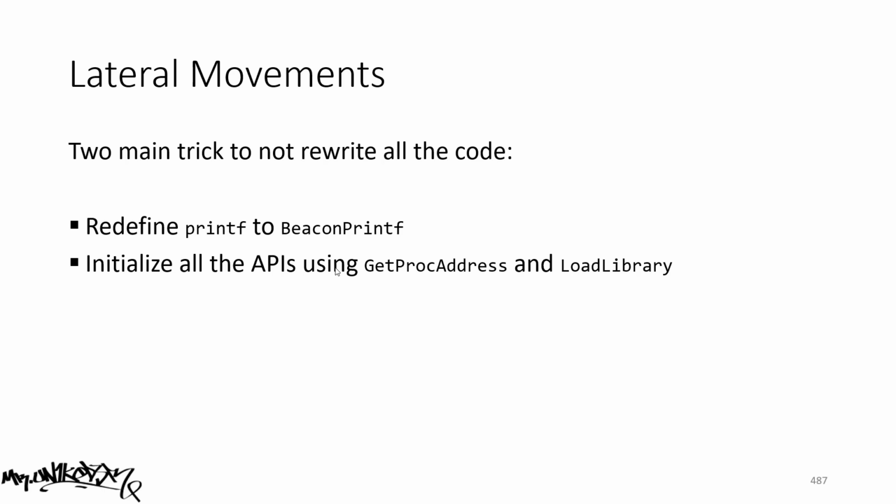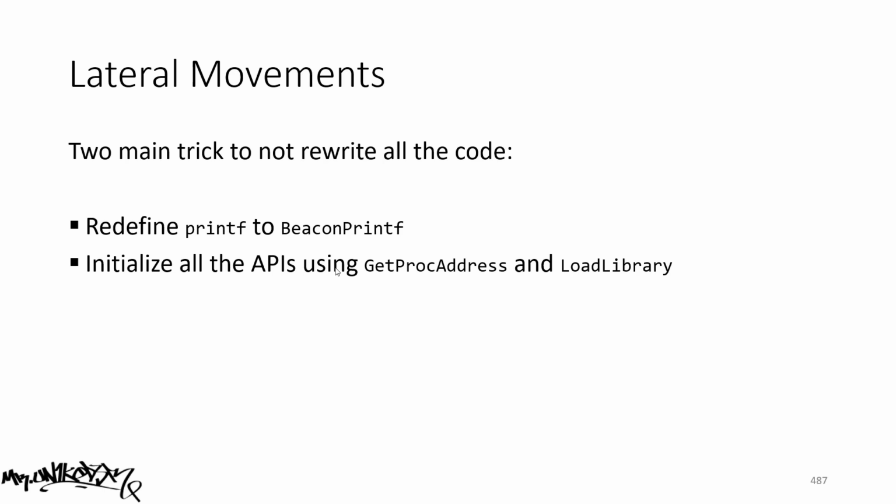The idea here is that you're actually going to keep all the printf in your code. It's just that you're going to use a little macro to convert this into BeaconPrintf. And you're also going to initialize all the APIs using GetProcAddress and LoadLibrary. There's also a limitation with BOF where if you have more than 40 or something like that declarations, it's going to run out of space.